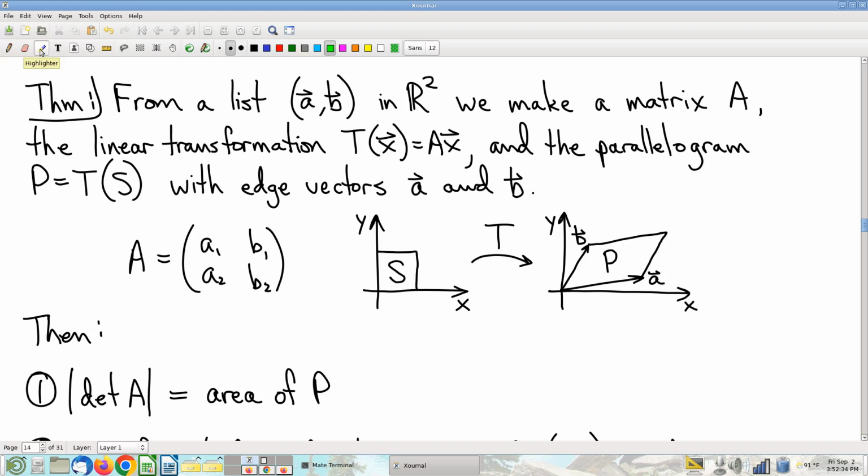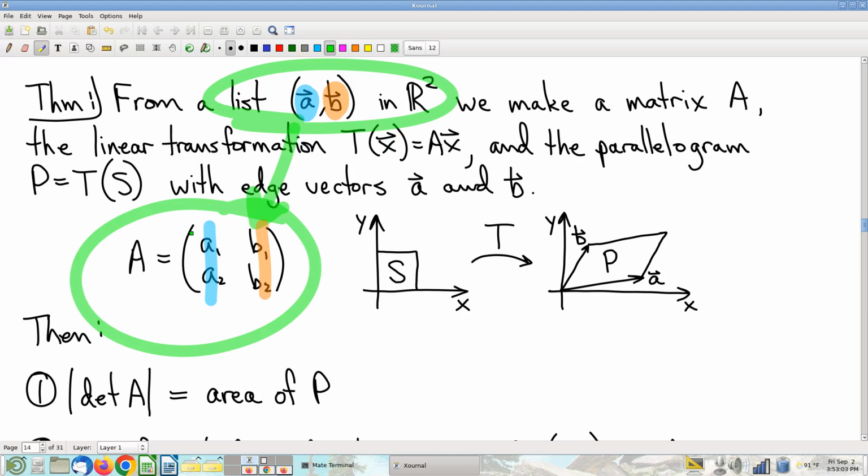So it starts with a list. Again, an ordered list. We're going to start in 2 dimensions, so 2 vectors in R2. Ordered list, A first, B second. And from this list, I'm going to make various things. First, I'm going to make a matrix. First vector, first column. Second vector, second column. So given the list, that determines a matrix. Now, reminder, a matrix represents a linear transformation. So now I've got a function from R2 to R2.